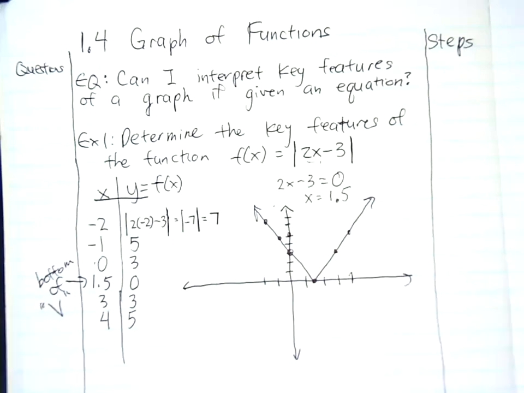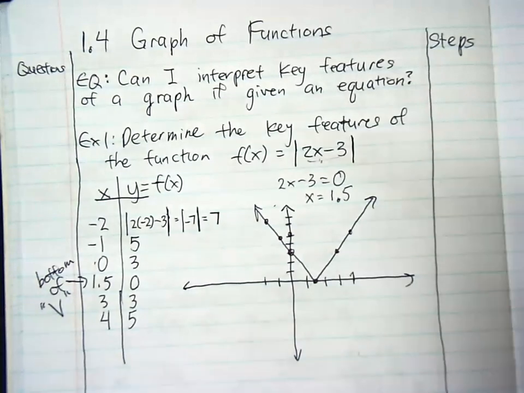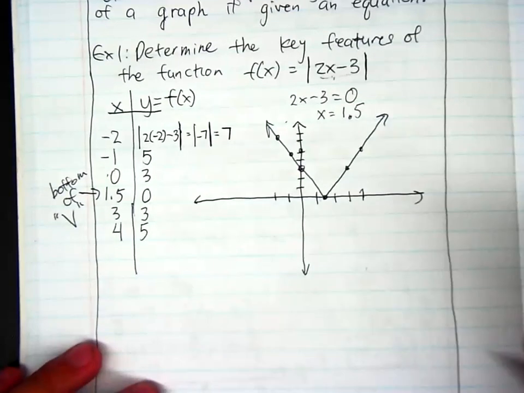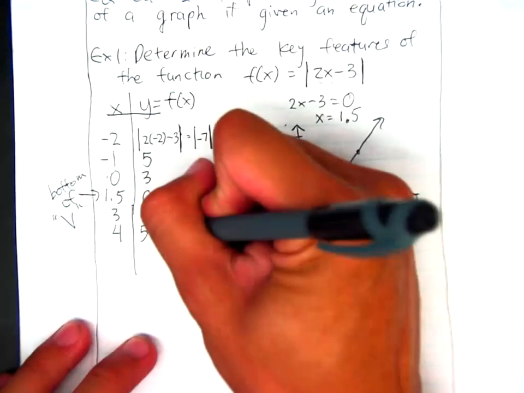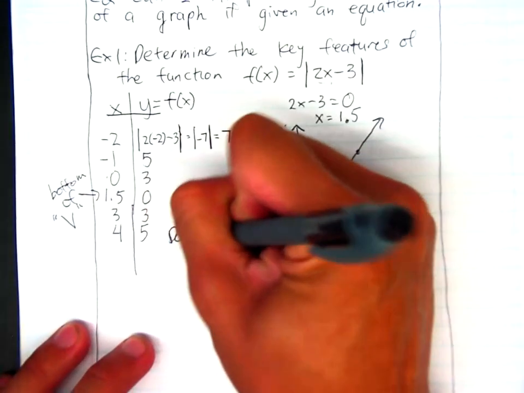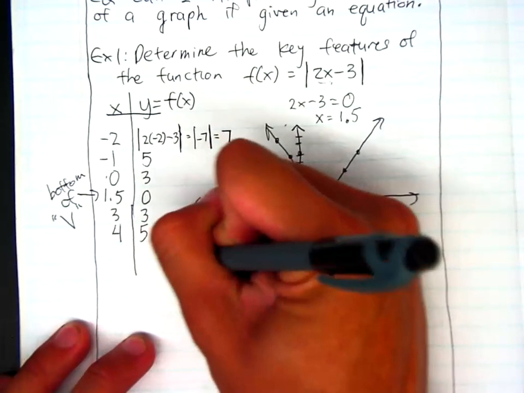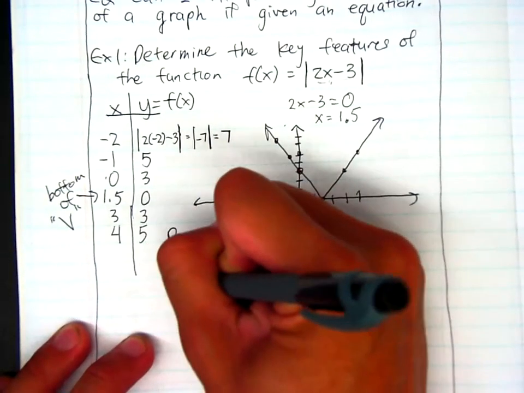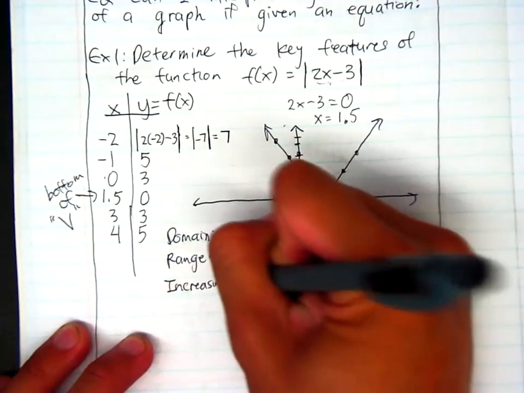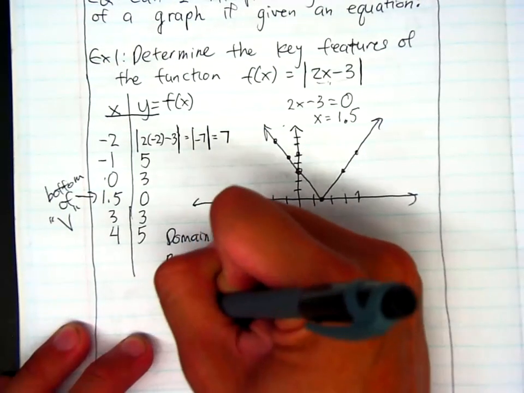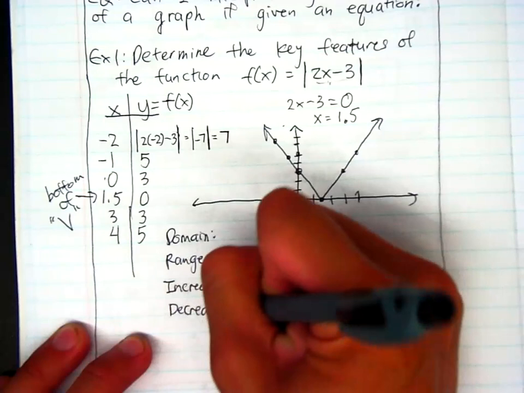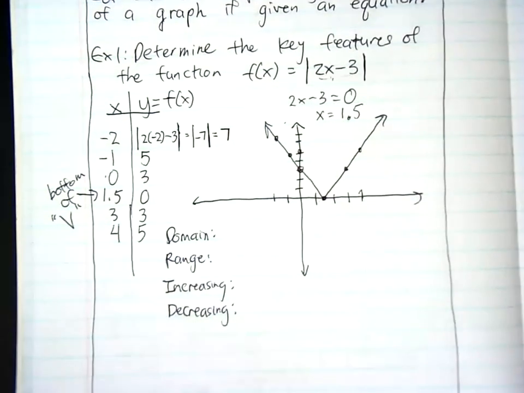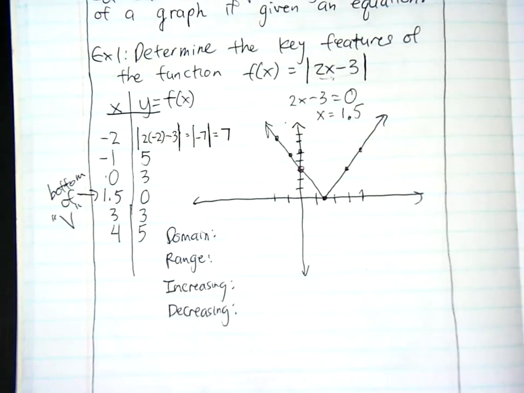All right, so now, looking at this, I can begin to tell the key features of the graph. Okay, so you have formal definitions. Let me give you my definition. So the domain, range, you're going to tell me where it's increasing and where it's decreasing. Okay, so the domain, in my own words, is probably all the values of x the graph covers.